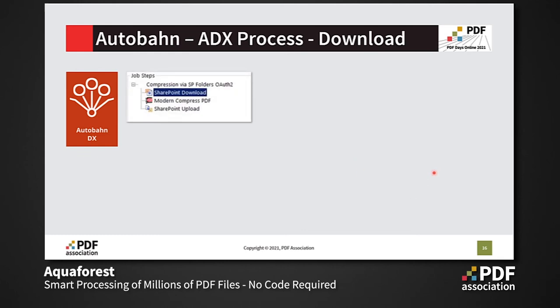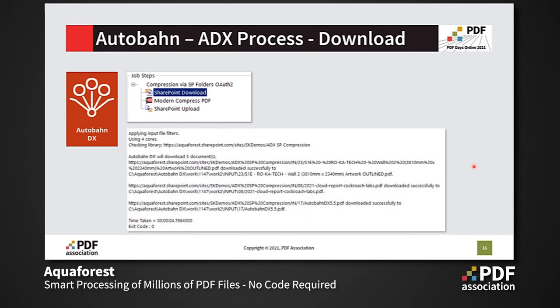Now let's look at the Autobahn process. In this case, we've got a three-step process, very logical. We download the files from SharePoint first, then they get compressed, and then they get uploaded back to SharePoint. I've just copied and pasted a few of the running logs here. So the download, for example, Autobahn would look at the SharePoint location it is pointed at, would look at any other filters which may be there, for example, look for certain file types only, and in this case, iterate through all the subfolders in the location. So it identified three documents it had to download, and the total process took 4.78 seconds to get these three documents fetched down to Autobahn.